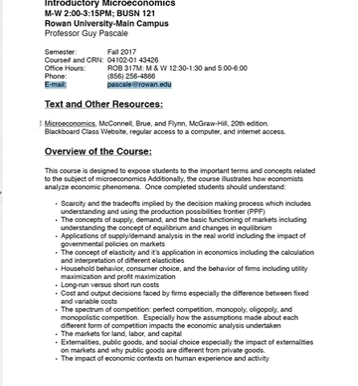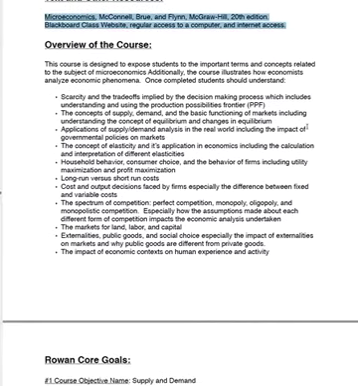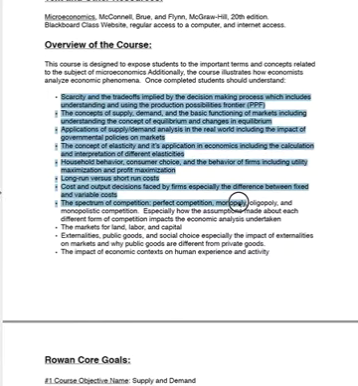There's your textbook right here: Microeconomics, McConnell, Brue, Flynn, 20th edition. Also, the Blackboard class website, regular access to a computer, and internet access. Those are the things that you're going to need for this course. The course itself is designed to expose students to important terms and concepts related to the subject of microeconomics. Additionally, the course illustrates how economists analyze economic phenomena. And this just lists out some of the main things that we're going to be reviewing in the course.